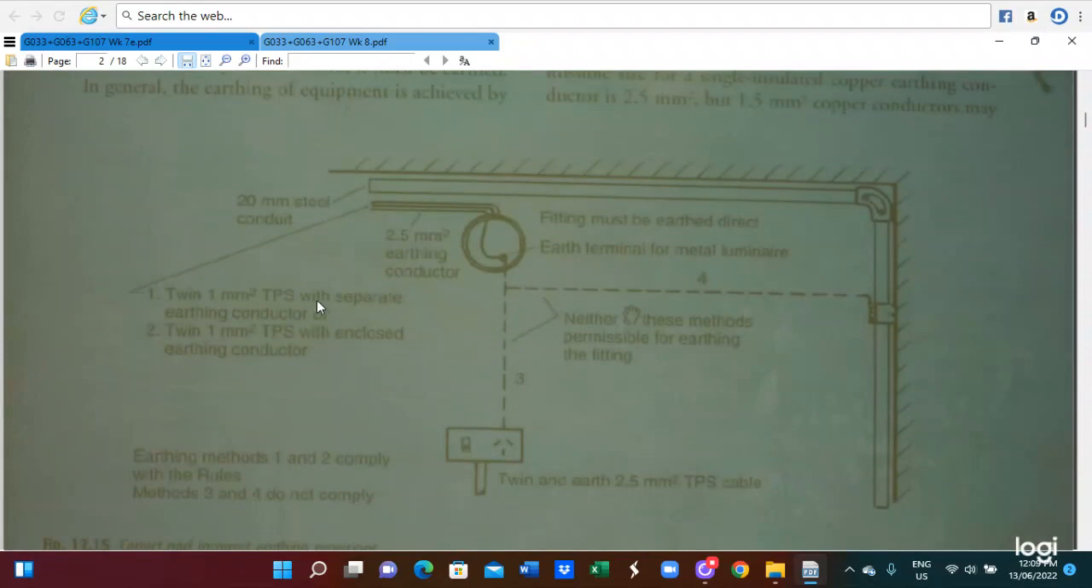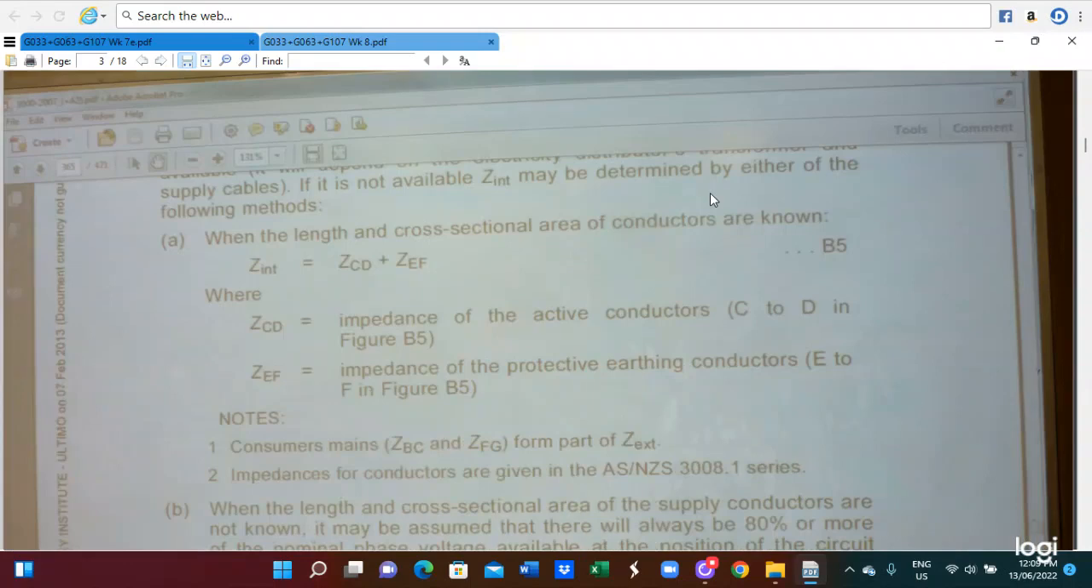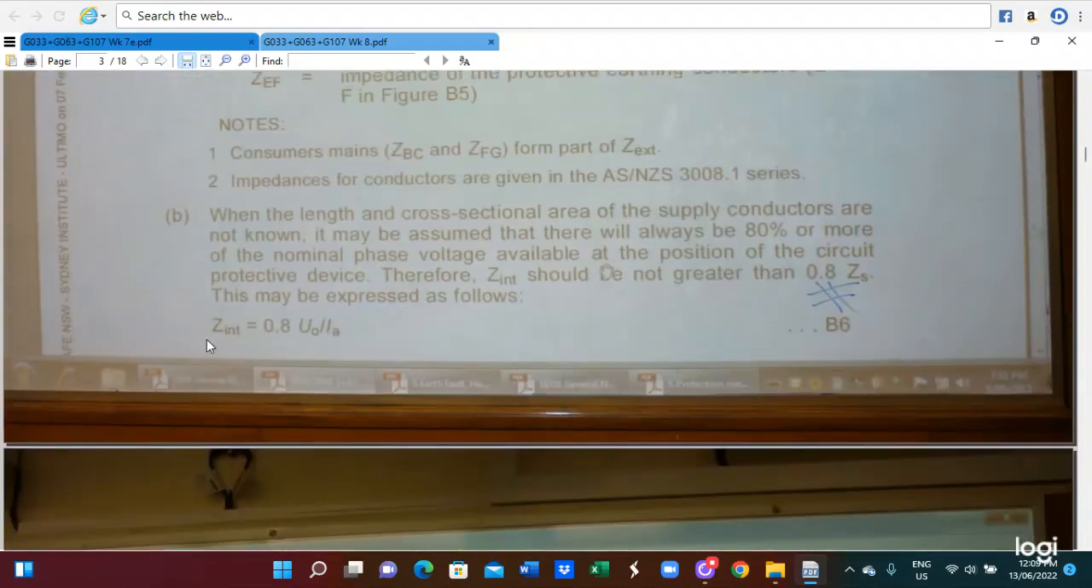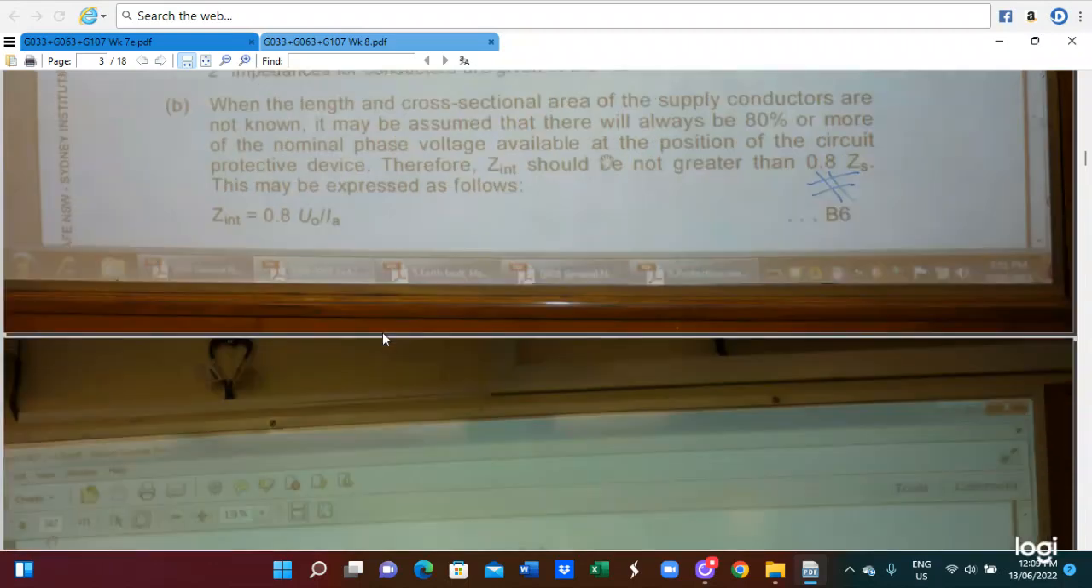So this slide shows the connection of the switch, and also this is the conductor switch, and this is for the conduit wiring. This is for the length and cross-sectional area of the conductor. If you know the length and the area, RCD and REF. RCD is the impedance of the active conductor, and this is for the impedance of the protected active conductor. So this is the external, and this is the internal active conductor resistance. And in this case, Z is 0.8 multiplied by U0 divided by Ia. So this equation is how to calculate the internal impedance.